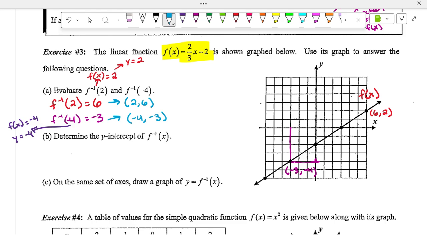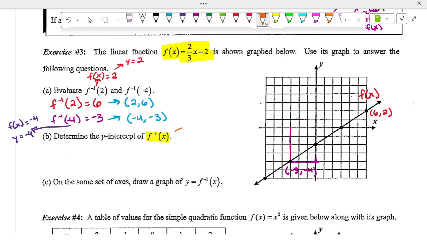Now, determine the y-intercept of the inverse function. So, if we're looking for the y-intercept on the inverse, what's the opposite of a y-intercept? An x-intercept. Good. So what do you think I'm looking for on the original function? So if I want the y-intercept of the inverse, and we know that an x-intercept is the opposite of a y-intercept, what am I looking for on the original? I just said it. The x-intercept. All right.